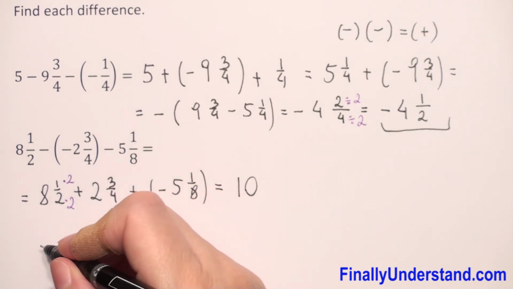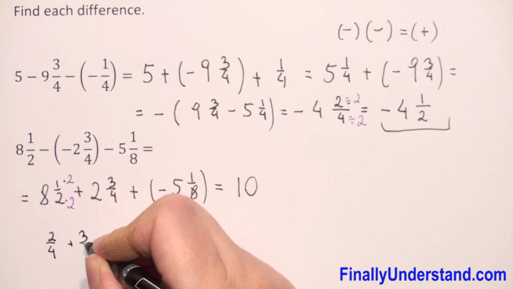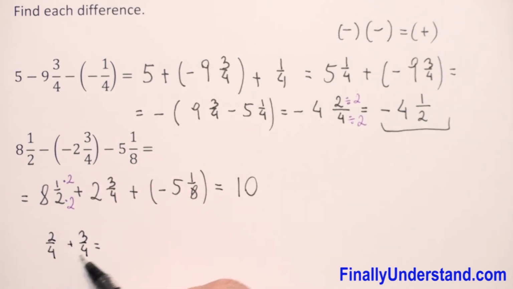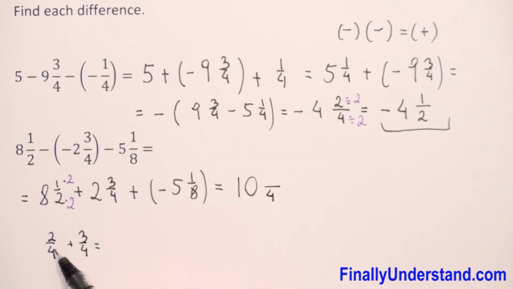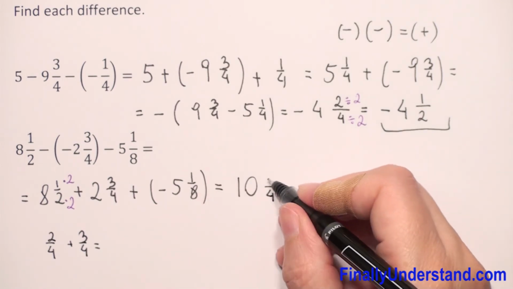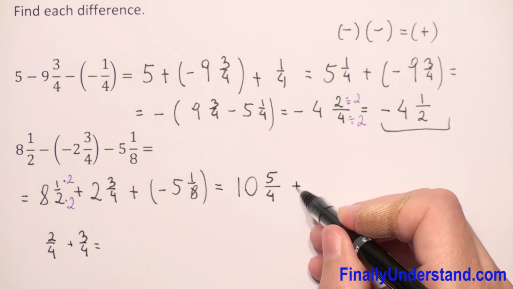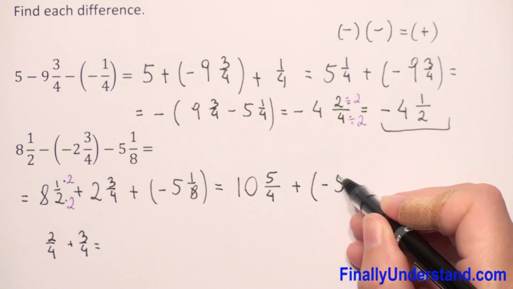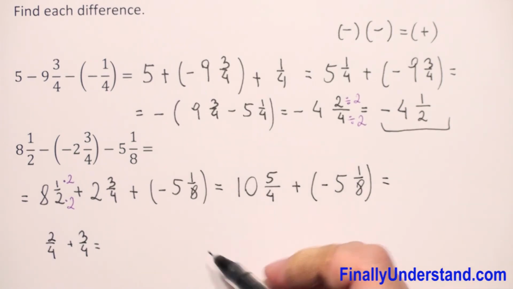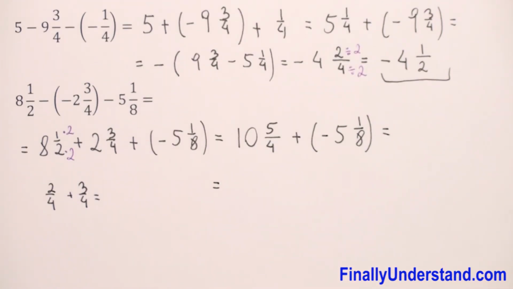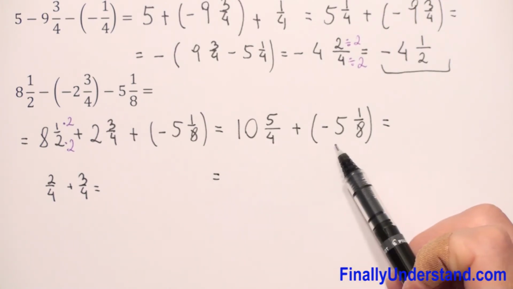Let me write this maybe here. We have 2 over 4 plus 3 over 4. When we add fractions with the same denominator, we copy the denominator and we add numerators. 2 plus 3 is 5. And we have plus negative 5 and 1 over 8. Now we have addition of two numbers. One is positive, one negative.